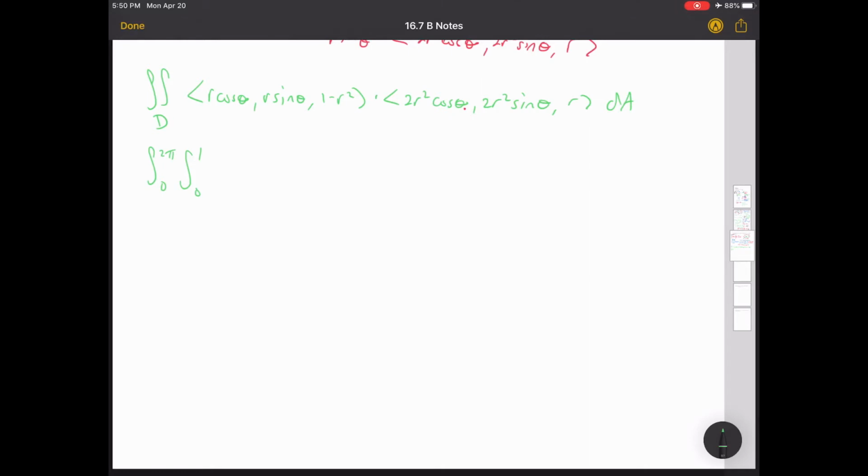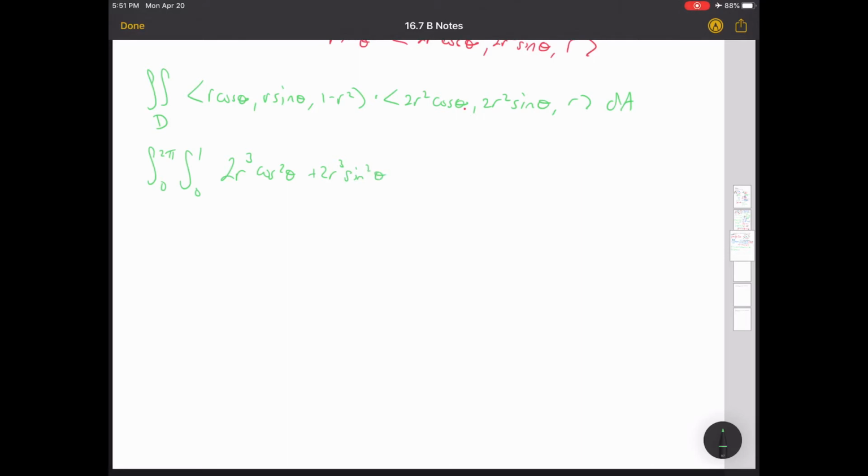Dotting these things, we're going to get 2r cubed cosine squared theta, plus 2r cubed sine squared theta. That's a good thing.